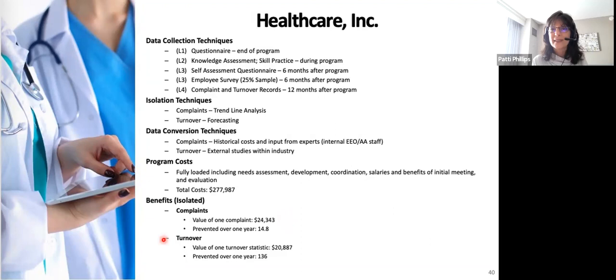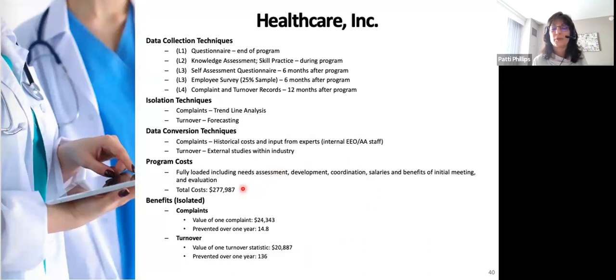And then turnover, the second measure. They prevented 136 turnovers for the year. Each turnover cost them $20,887. So if you prevent 136 for the year, multiply that times 20,887. I will give you just a moment to do the math, and it's going to be a big ROI. So don't be surprised. I'm going to give you just a minute to do the math, and we'll see what you get, and then we're going to let you go end your day.